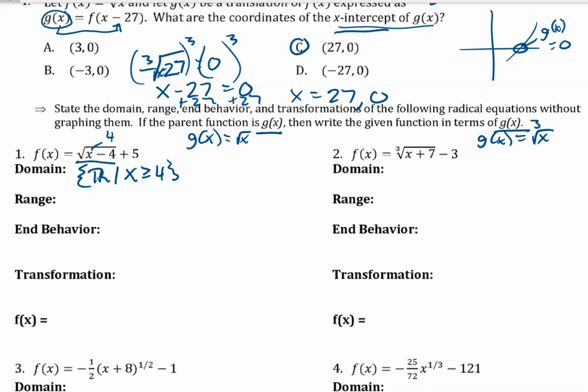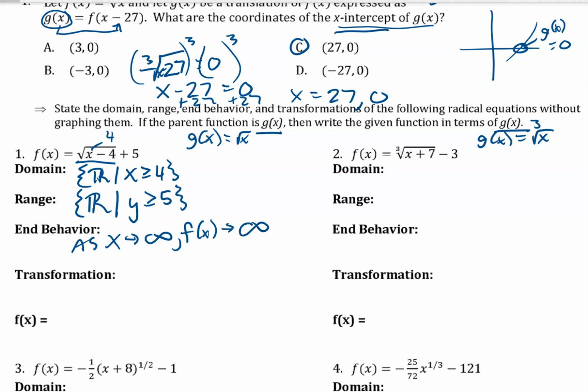For my range, well, like I said, if I put in 4 minus 4 is 0, square root of 0 is 0, plus 5 is 5. So my range is going to start at y equals 5, and then it can keep going up. My end behavior, I know that as x approaches positive infinity, the number inside of my square root approaches a very large number, infinity, and then I add 5. So as x approaches infinity, f of x approaches infinity.